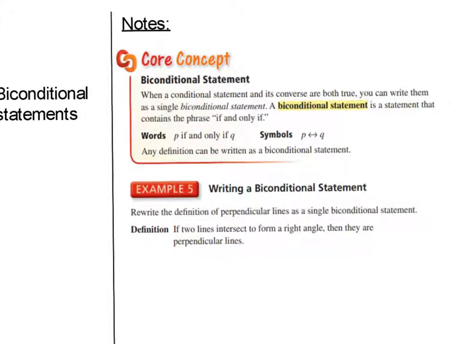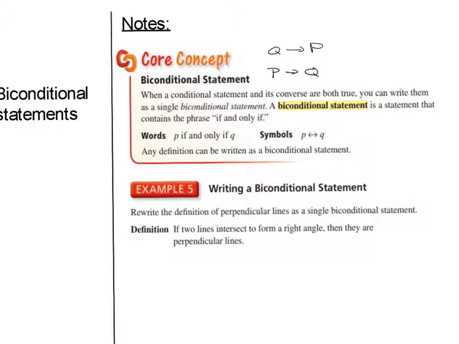So I'm going to start the recording here and just talk you through this. It says when a conditional statement and its converse are both true. Remember, a conditional statement is if P, then Q. So if I live in Houston, then I live in Texas. The converse, remember, is if Q, then P. If I live in Texas, then I live in Houston. Now that's not true. The converse isn't true in that case.